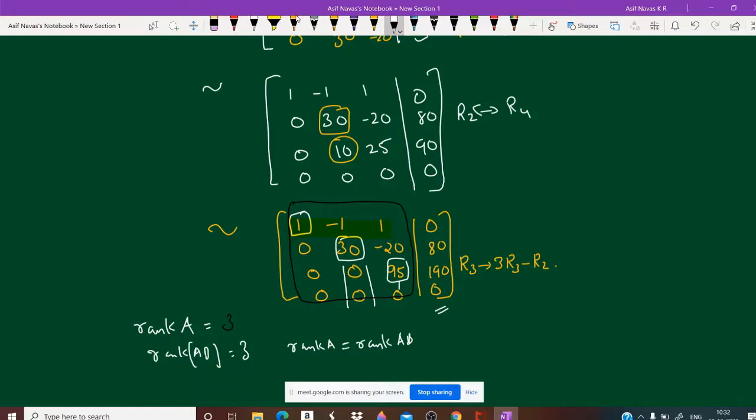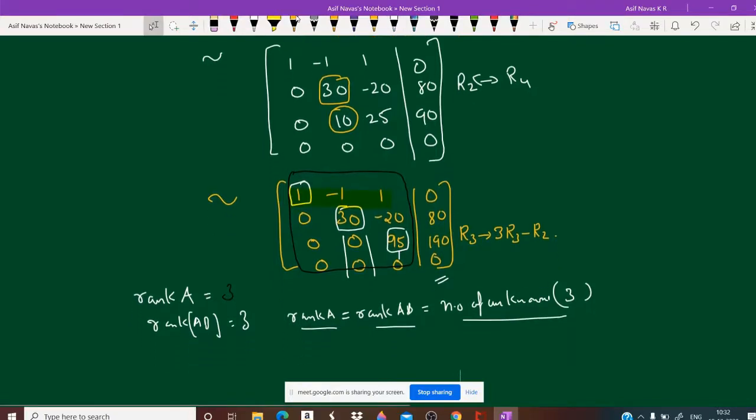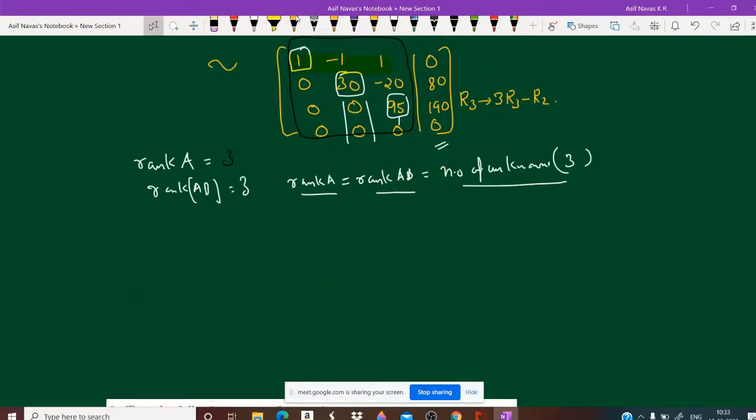Now what about the number of unknowns? How many unknowns are there? 3. So the rank of A is equal to the rank of AB is equal to the number of unknowns. Then what is the condition? The system has a unique solution, one and only one solution. Now by back substitution we will find the solution.